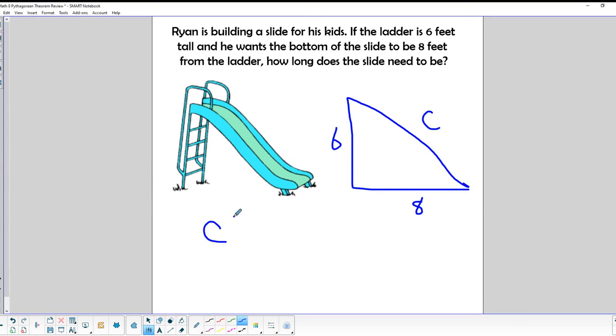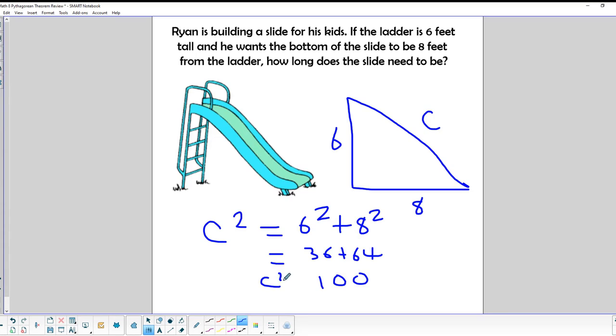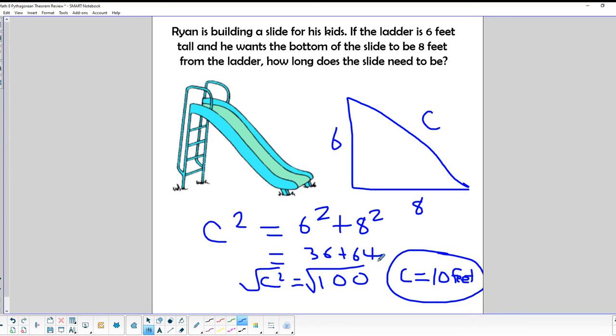So c squared equals 6 squared plus 8 squared. And so if you do that, you'd have 36 plus 64, which if you added them together would be 100. So c squared equals 100. Take the square root of both sides, and the slide would have to be 10 feet long in order for this to fit what he wants.